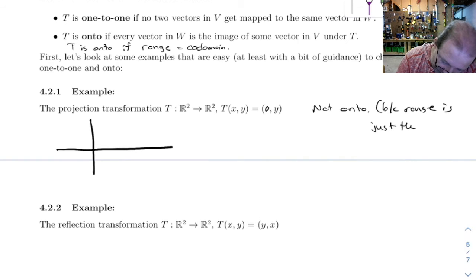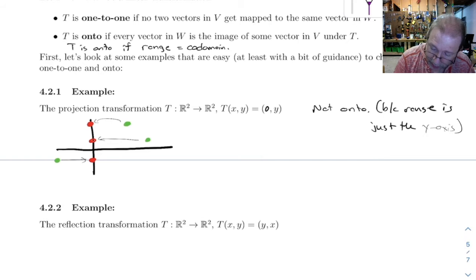If, say, we had this point here, and this point here, and this point here, when we stick these points into the linear transformation, the y-coordinates don't change, but the x-coordinates go to 0. So this guy moves over there, this guy moves over there, and this guy moves over there. So it's definitely not onto, because we only get the y-axis instead of the entire R2.